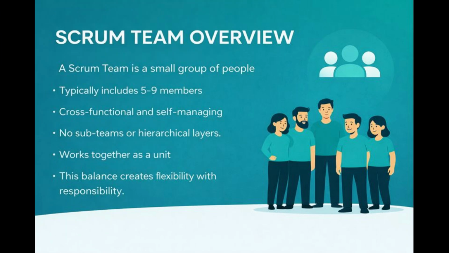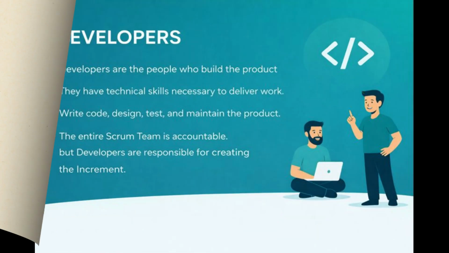Scrum Team Overview. Scrum teams are small, self-managing, and cross-functional. This means the team has all the skills needed to deliver value without relying heavily on others. Three core roles work together closely to turn ideas into working products.